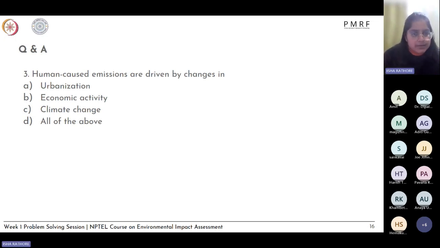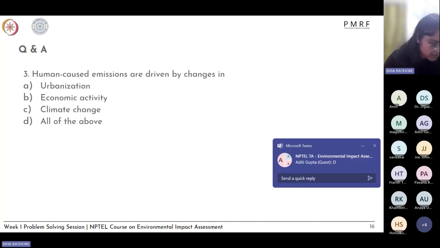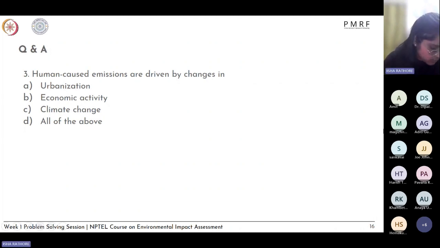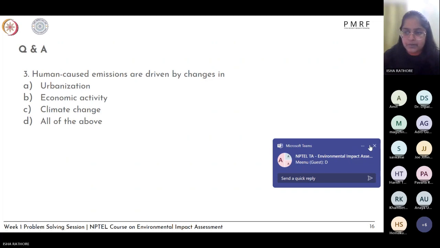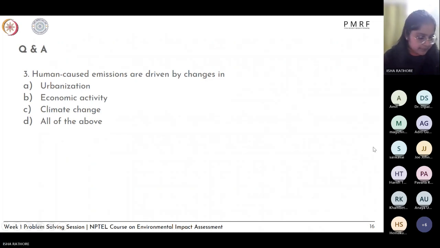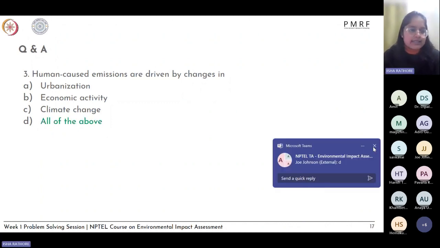Human-caused emissions are driven by changes in A, urbanization, B, economic activity, C, climate change, or D, all of the above. Okay, we have one answer by Aditi, which is D. Khambate also says D. Minu has also said D. A lot of people are saying D. D is the correct answer.